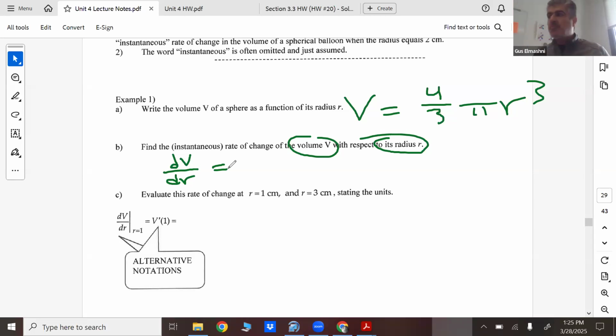Wouldn't that just be the same as a circle though? Not quite, because you're going to have to substitute one of the variables. That's why the word respect matters a little bit. But for now, you only have one variable, so you know to do that derivative. So what's that derivative, guys? 4/3 pi times what?